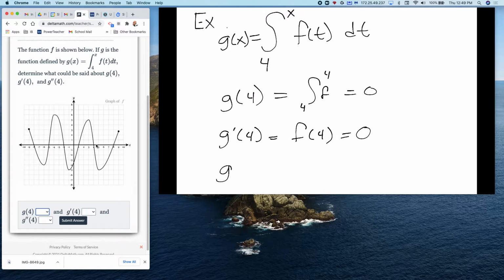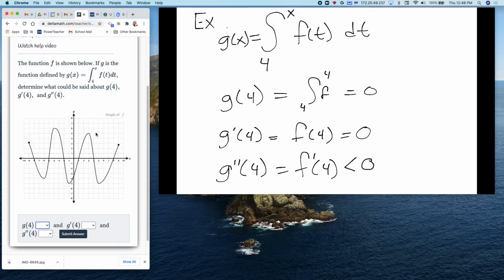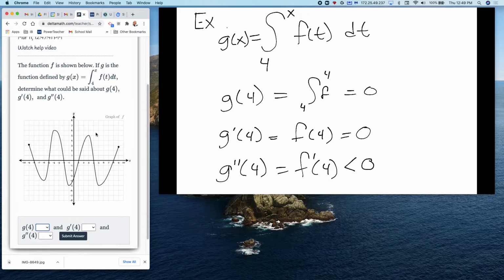Finally, g double prime of 4 is equal to f prime of 4, which is clearly the slope at 4. Well, the slope of this graph at 4 is clearly less than 0. It's negative. It's a graph that's falling. That's how I'd answer that question. The other examples will be really, really similar to that.